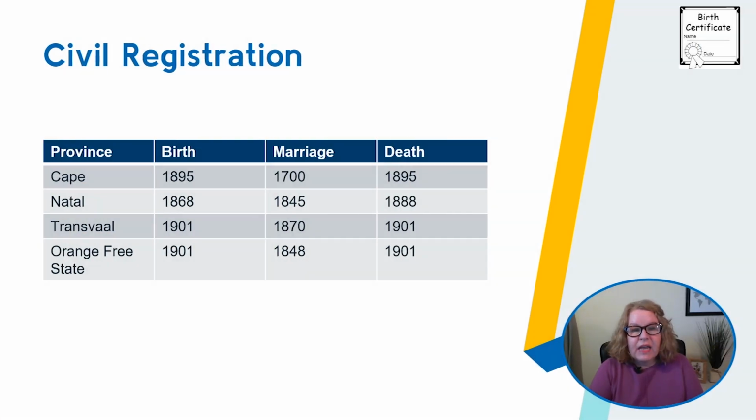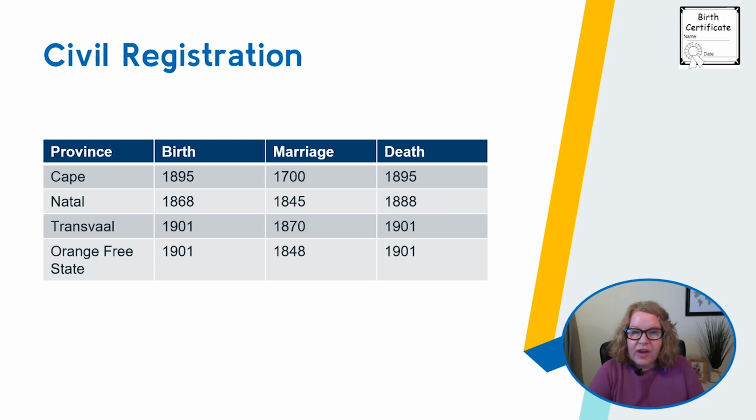As you can see in the table on the screen, civil registration in South Africa began at different times. The earliest are Cape marriages from about 1700. And as I mentioned, birth certificates are not accessible online. They're kept by the Department of Home Affairs. They're not accessible to the public.